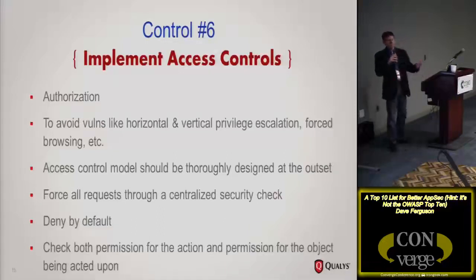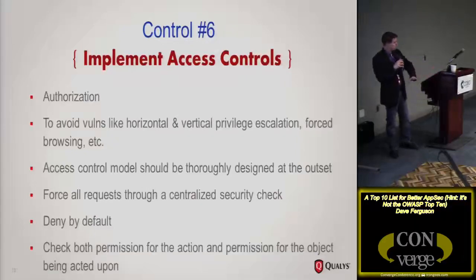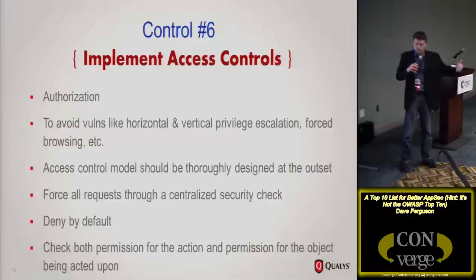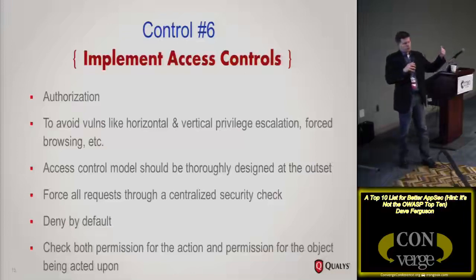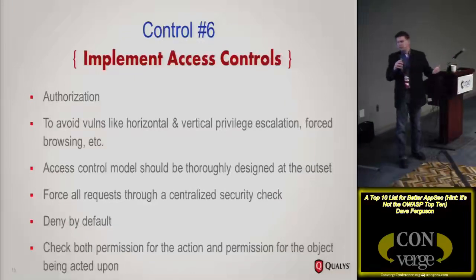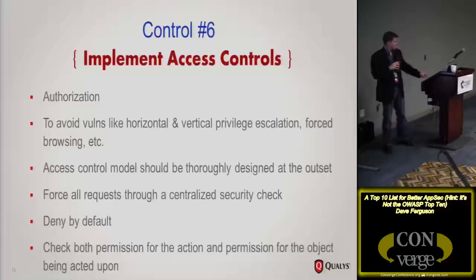So best practices there are really to route all your requests through a centralized security check and do a default deny so that if no information is provided, then access should not be granted. And then you have to check, and I know we do this in our Qualys product, the action that the user is trying to do is one check that needs to be done, but also the object being acted upon, you need to make sure that the user has permission for that particular object.